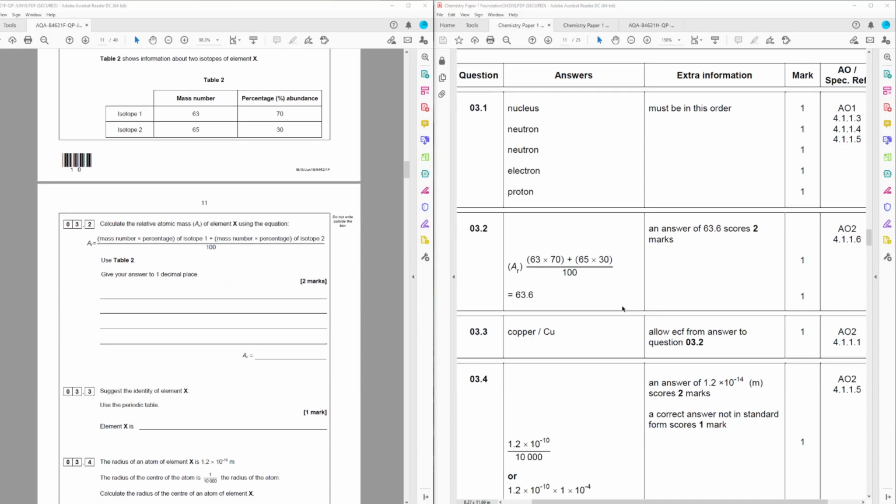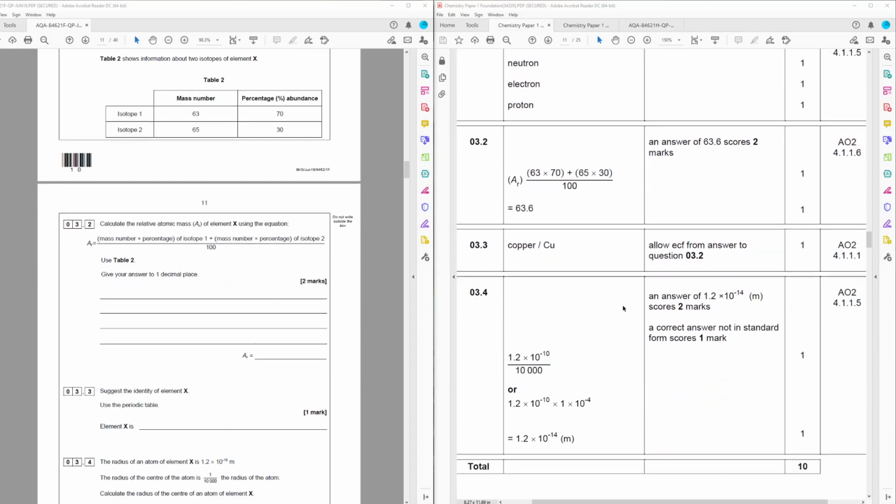I was very impressed with the maths here for the relative abundance, 63.6. They gave you the formula. The formula looks scary, but most people that have a stab at that manage to do that. All it's asking you to do is find the percentage of each. So in this, what we did using that formula was find out what 70% of 63 is, and find out what 30% of 65 is, and added them up. Okay, that should get us 63.5.